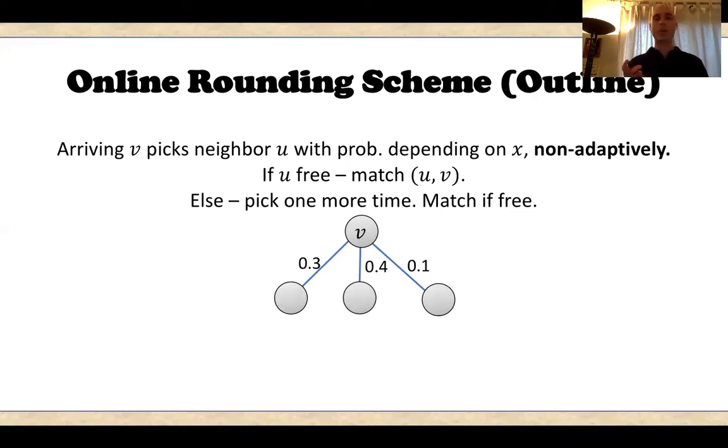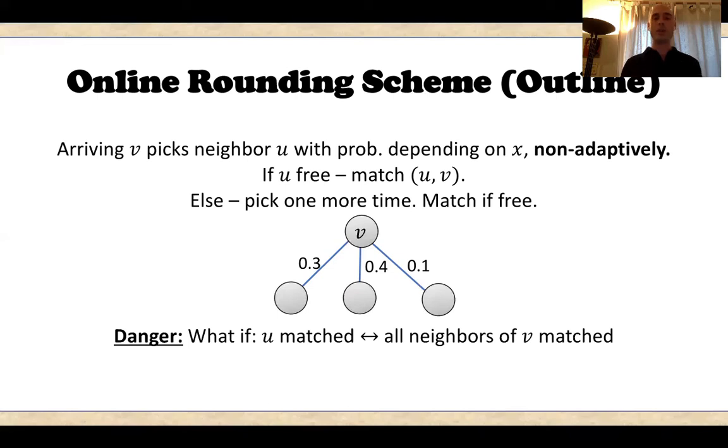Now, what we need to show is that the match status of the neighbors of V is not too strongly positively correlated. In particular, we want to argue that the first pick that V makes, this vertex U, should not be matched if and only if all the neighbors of V are already matched.